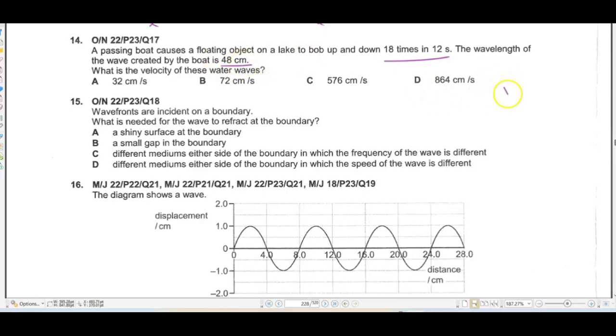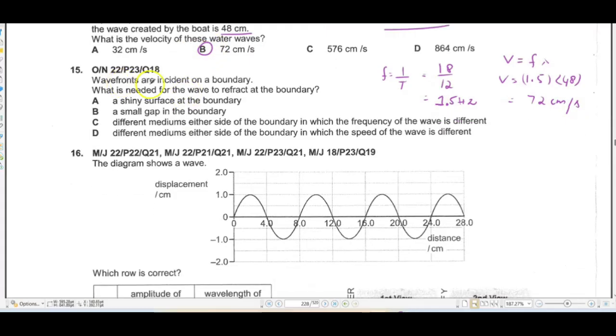Okay? We will use the formula V is equal to F lambda for this. And we have the lambda over here, but we don't have the frequency. But they've given us the fact that it goes up and down 18 times in 12 seconds. So frequency is equal to 1 over T, and 18 over 12. This is going to give us an answer of 1.5 hertz and velocity is 1.5 into 48. So this is going to give us an answer of 72 centimeter per second. So B is our correct option for this.